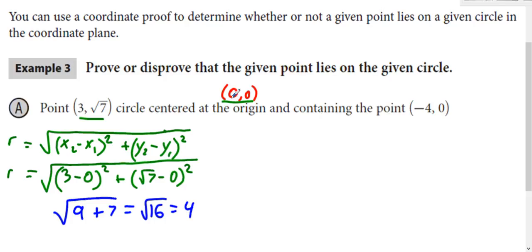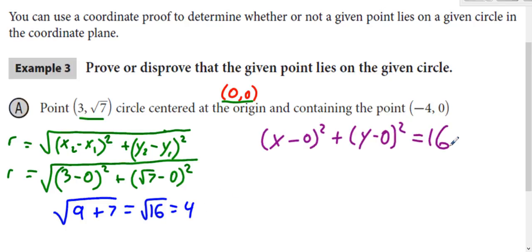Which means the equation of our circle using the center and the radius would be x minus 0 squared plus y minus 0 squared equals r squared. So 4 squared, that's going to be 16. So there's the equation of our circle. We want to know if this point negative 4 comma 0 is on that circle. If it is, we plug it in, it's going to be true. The equation will work out. Both sides will equal the same thing. So we're going to plug in the negative 4 for the x, and we're going to plug in 0 for y, and see if we get 16.